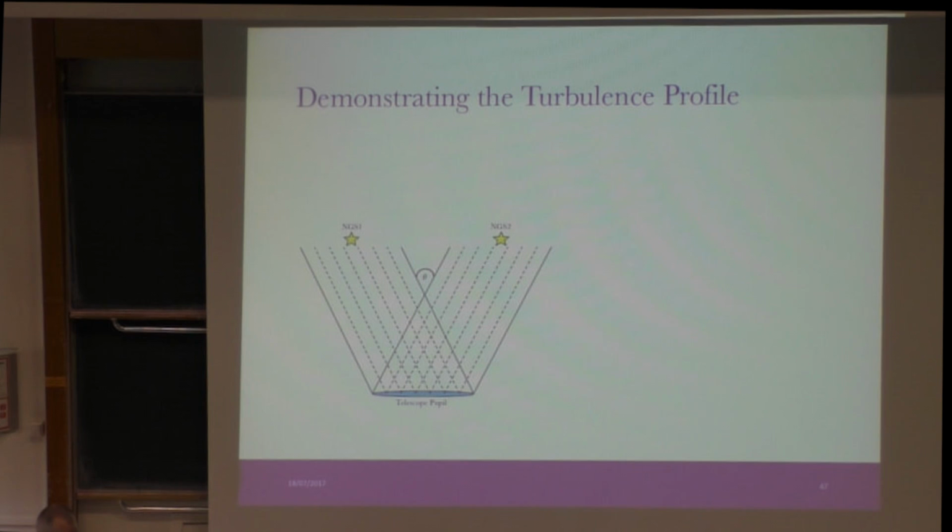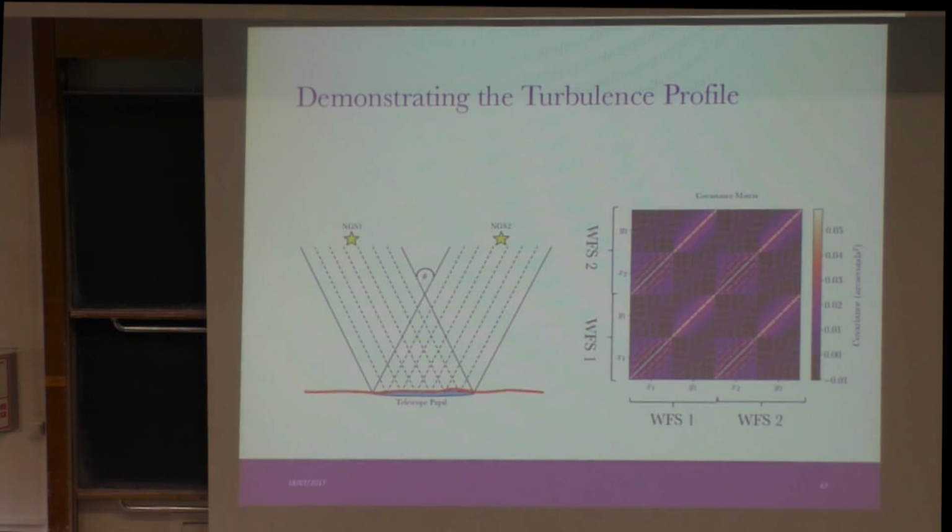So how do we do it? Well, we start with looking at 2 stars, for example. This could be n stars, any number. And we calculate a covariance matrix. So in this case, we've got all the subaperture slopes from wavefront sensor 1 and wavefront sensor 2 correlated with each other. So the diagonal is the autocovariance section, and these off-axis ones are the correlation of wavefront sensor 2 with wavefront sensor 1.